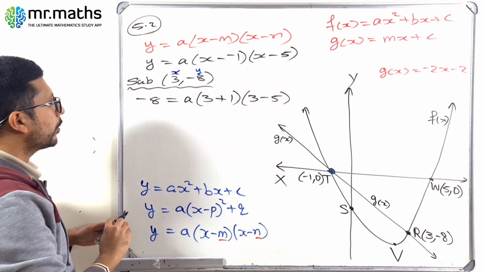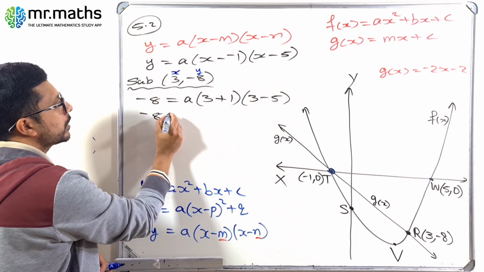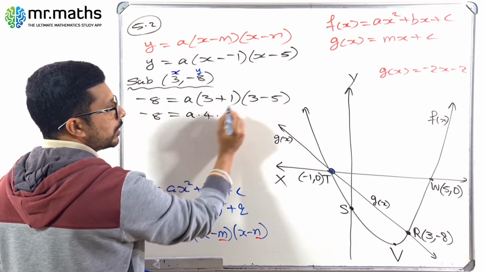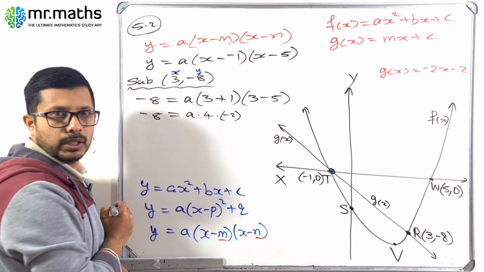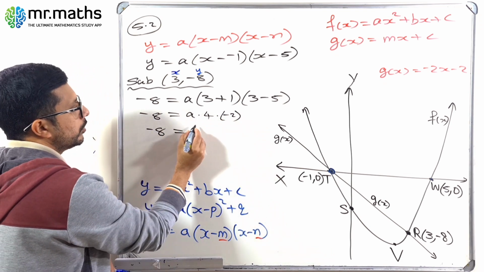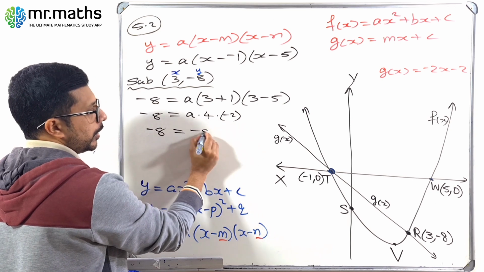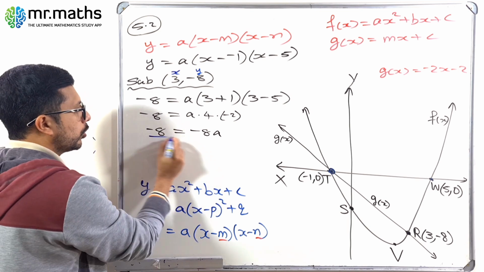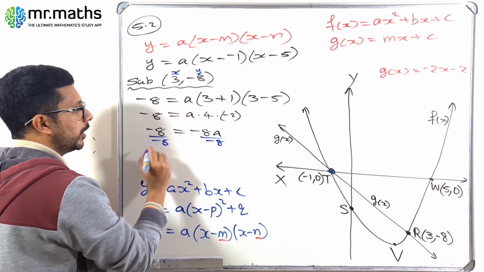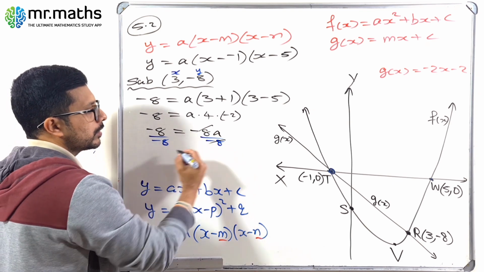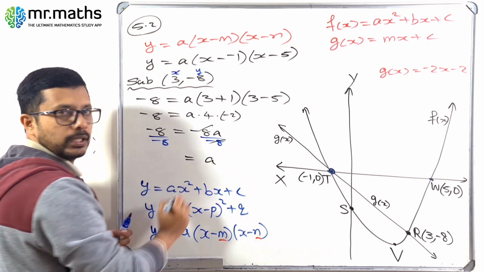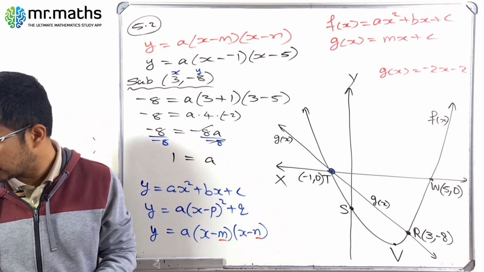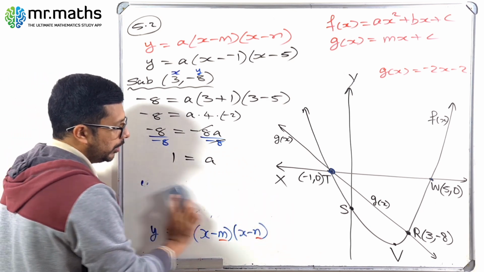Okay, so now from there we can find the value of a. So -8 is equal to a into 3 plus 1, which is 4, into 3 minus 5, which is -2. Am I right? So -8 is equal to 4 times -2, that is -8, then this a. How can I find a? Divide both sides by -8. So this -8 and this -8 you can cancel. Remaining here it is a. -8 divided by -8 is 1. So what is the value of a? It is 1. Now we know the value of a.